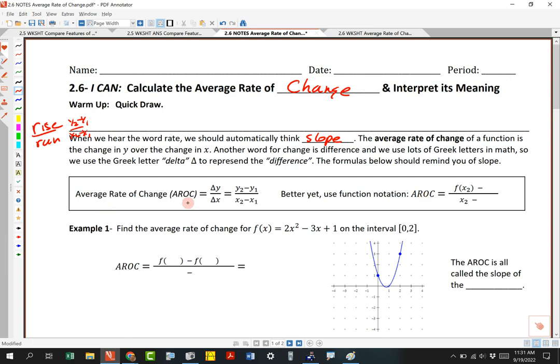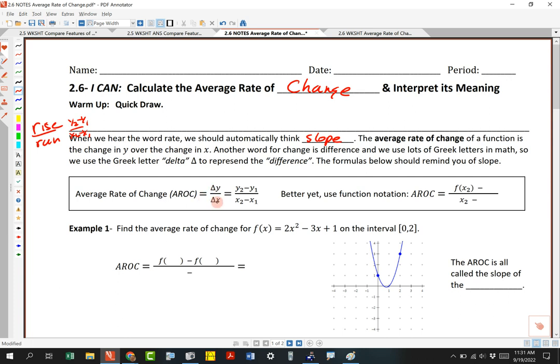So when we say average rate of change, which a lot of times I'm just going to abbreviate and say AROC instead of saying average rate of change. It's a little bit quicker. This right here is delta y over delta x. If you hear somebody say this, and you'll hear lots of people do this in business and stuff like that, they'll say, hey, what's the delta? When they say delta, they just mean what's the difference? It's just a fancy, smart way of saying what's the difference.